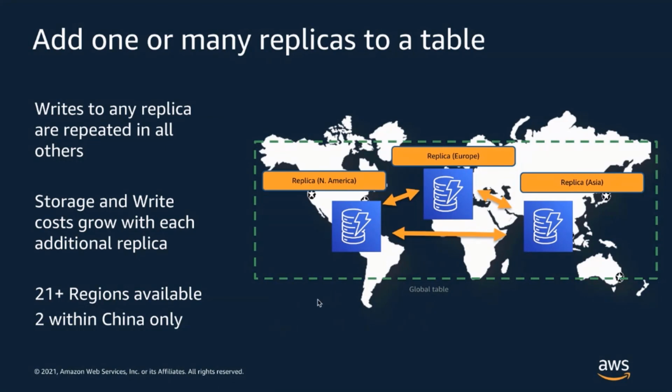We have at least 21 regions available, and the number is always growing, to choose from to set up these different replications globally. And if you're in China, we even have a special Chinese network with 2 different nodes in it, so you can replicate within that country and still take advantage of global tables.